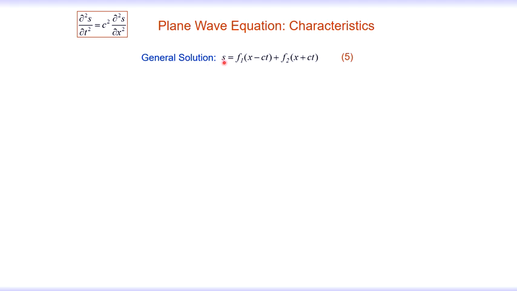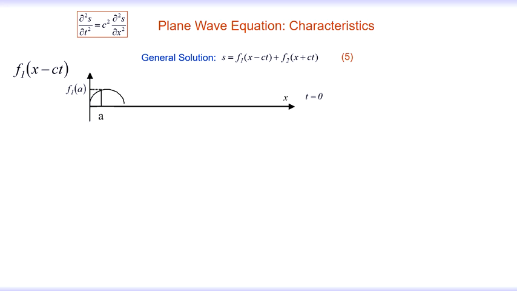So if we're looking at s being the displacement of particles in the gas as a wave travels through them, then we have some function f1 of x minus ct and some function f2 of x plus ct. What we're going to do now is have a look at each of these in order. So we'll first look at this first part of the solution, f1 of x minus ct.